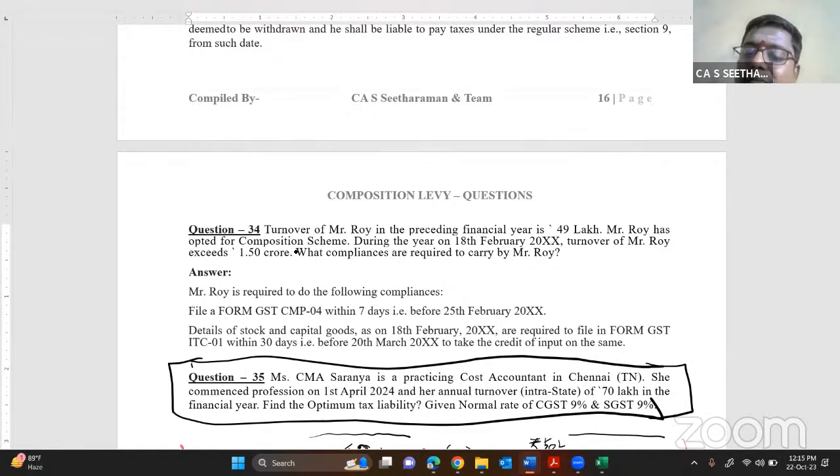Mrs. CMA Saranya is a practicing cost accountant in Chennai. She has commenced the profession on 1st April 2024 and her annual turnover is 70 lakhs in the financial year. Find the optimum tax liability, given the normal rate of tax is 9% CGST and 9% SGST. So you are supposed to calculate the optimum tax liability. There was no hint that it is a composition scheme supplier. There is only one hint: optimum tax.